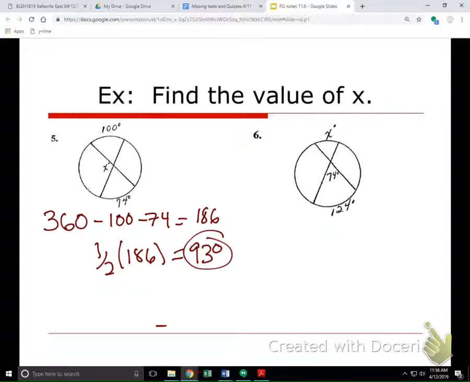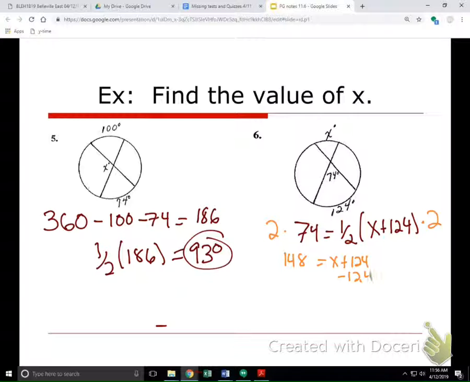Okay, our other one over here. It's going backwards. You have to find your x. So it's our other arc. You have 74 equals 1/2 of x plus 124. What did you do with that 1/2? She said she multiplied by 2 on each side. So 2 times 74 is, which equals x plus 124. You subtract 124 to the other side, and you get what value? 24.